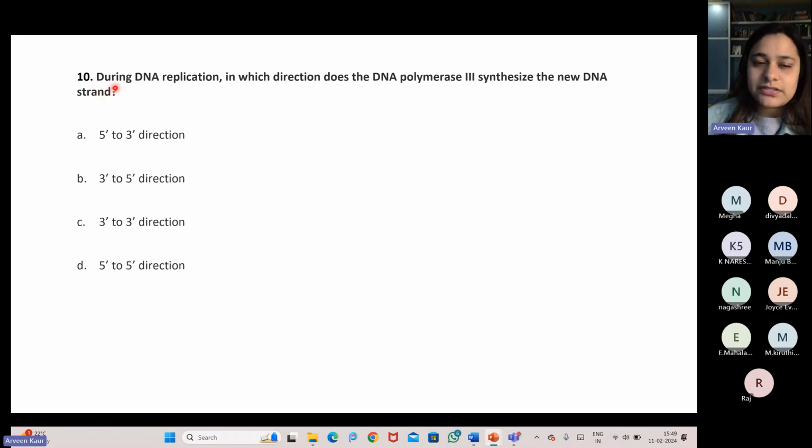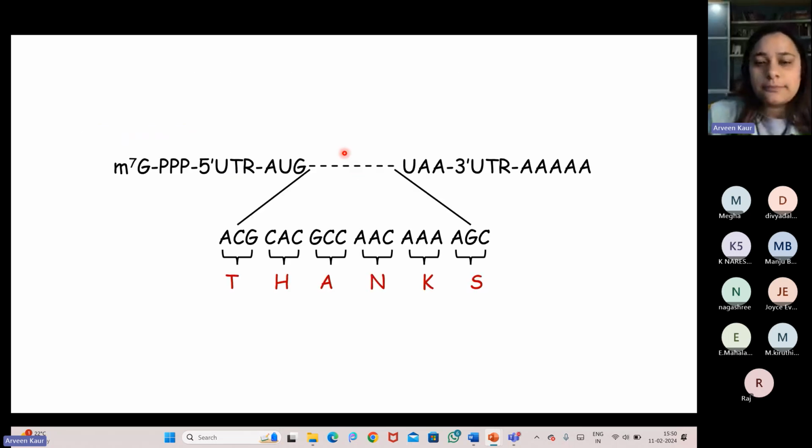This brings us to our final question for the day, which says, during DNA replication, in which direction does the DNA polymerase 3 synthesize the new DNA strand? So is it in 5' to 3' direction, or 3' to 5' direction, or 3' to 3' direction, or 5' to 5' direction? Now, this is another thing that we have been studying for a while now. It is one of the very basics of this course, that DNA polymerase can only synthesize new strands, especially polymerase 3, in the 5' to 3' direction, right?